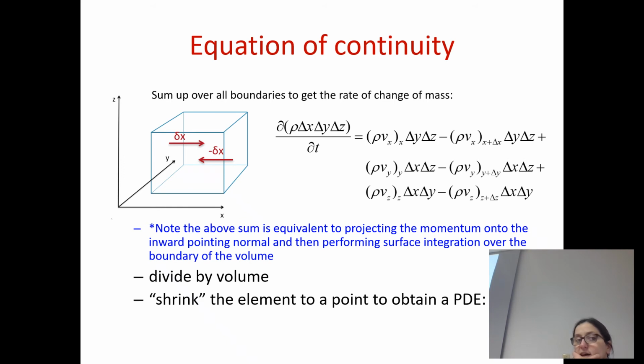So on the left-hand side, you have d dt of rho, I hope. This entire equation, when you divide by delta x, delta y, delta z, which is the volume of the element, what's left on the left-hand side is d rho dt. Did everybody get that? That part should be simple. Okay.